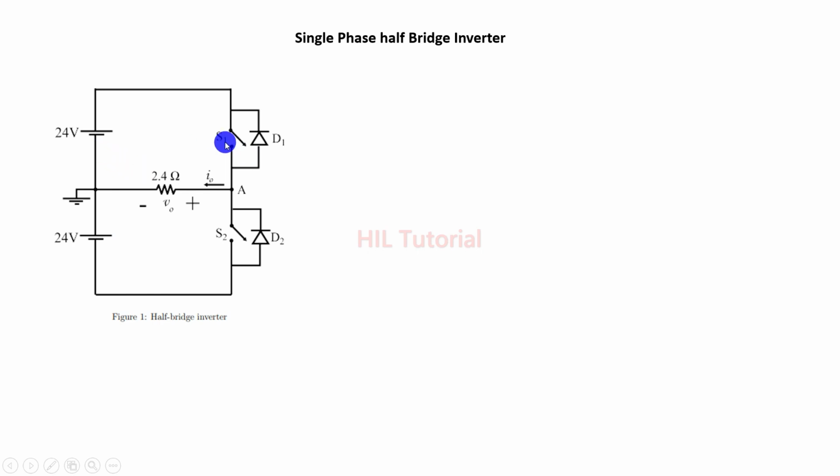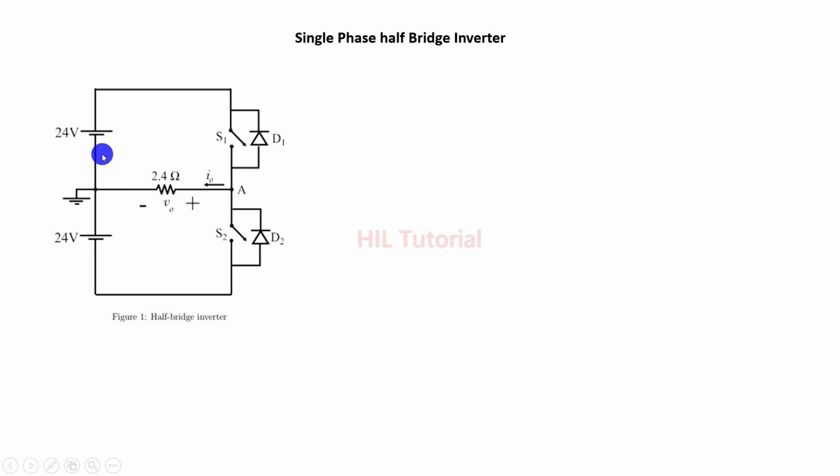That means when S1 is connected and S2 is off, then power will flow from source 1, that is 24 volt, to S1, and S1 to load. And it will go like this. So in this way it will work for the first half cycle, and in the second half cycle this is the way it will work.